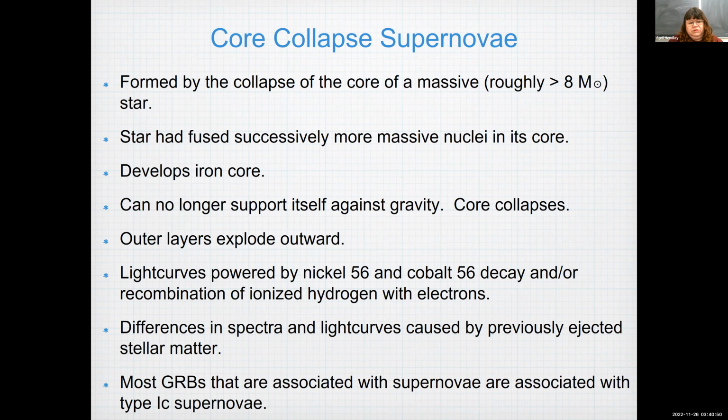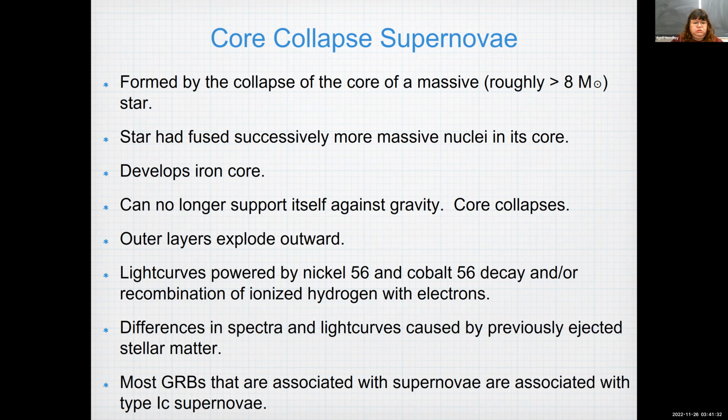Okay, so I said the core can't support itself against gravity anymore, and it collapses. And it basically, more or less, collapses to a certain point. I almost want to compare it to hitting bottom, picture a ball being dropped and bouncing. But basically it collapses, hits bottom, and then rebounds back. And when it rebounds back, it slams into the outer layers of the star and blasts them off.